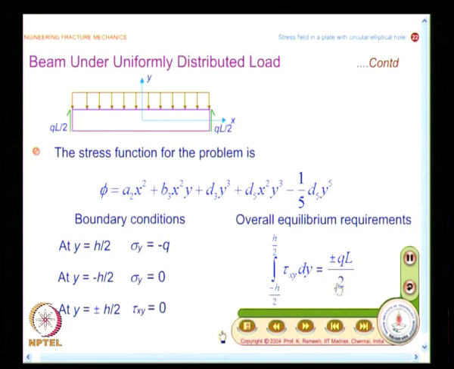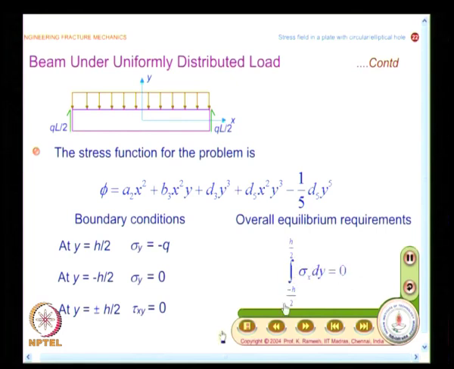I would not be able to specify individual magnitudes of tau x y like what I had done on the top face and the bottom face. I know only the integral equal to a quantity like this. And what other things do you have here? There is no force in the x direction, there is no moment, and they also appear as relevant conditions.